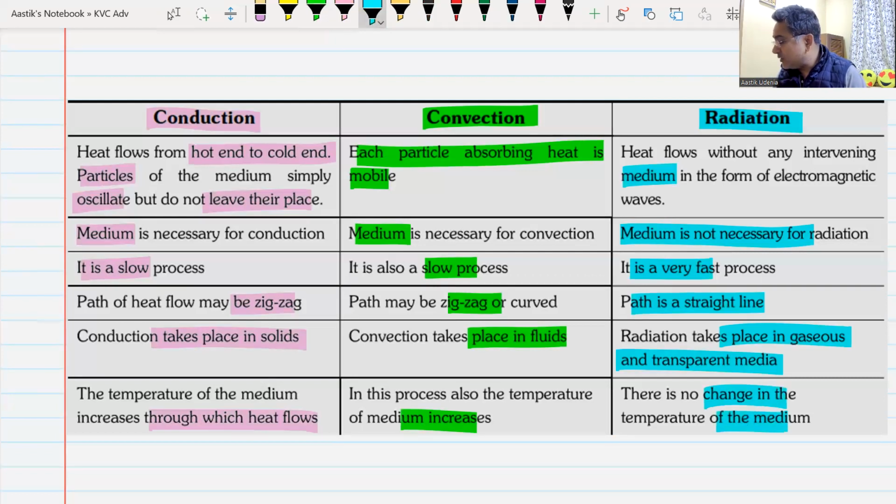These are all small points that can come as potential questions in your exam. So I'll give you 2 minutes to note them down. Note them down carefully.